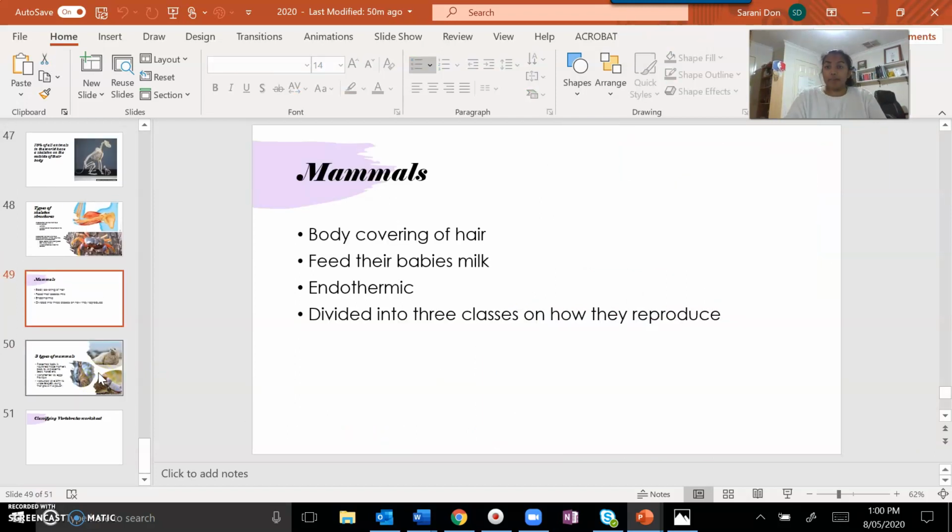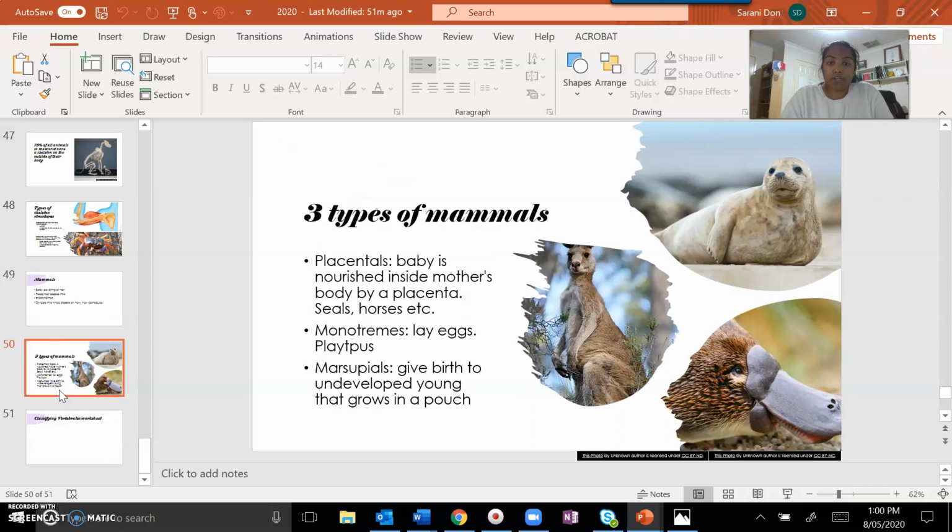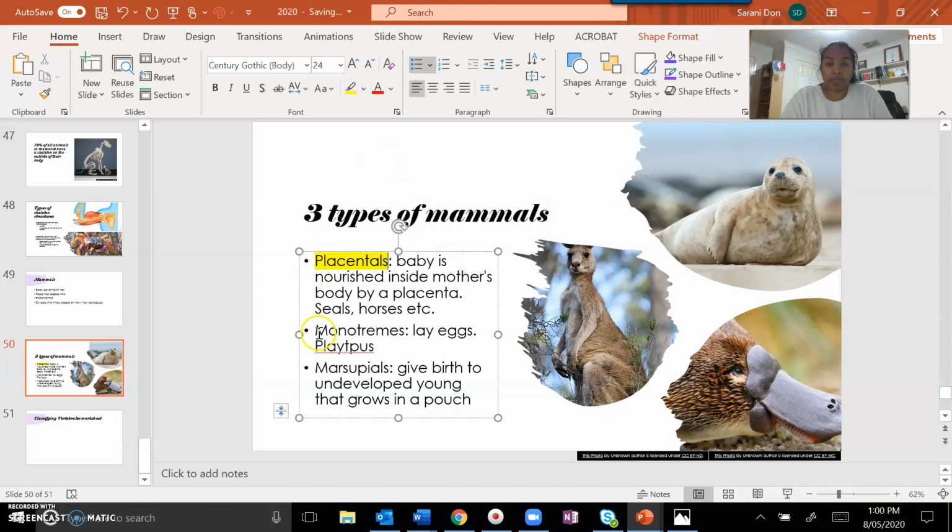Mammals. The definition of mammals is important. Mammals have a body covering of hair, feed their babies milk, are endothermic, and are divided into 3 classes based on how they reproduce. This is just a summary of how to classify mammals. Mammals can be divided into 3 separate groups, which you need to be aware of. There are 3 types of mammals: placentals, monotremes, and marsupials. Hopefully you've heard of at least marsupials before.